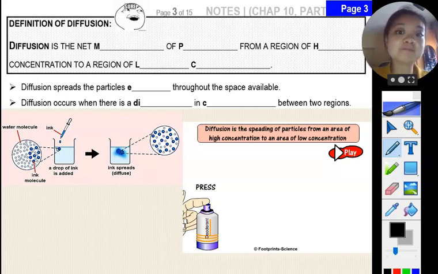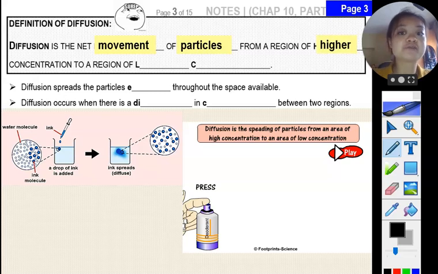Diffusion is actually the net movement. All right, so movement, remember, because chapter 7, we know that solid, liquid, and gas particles can move. It's just the extent or how much do they move, or how well can they move. So diffusion is the net movement of particles from a region of, can you guess that word, starting with the letter H, a lot of particles? Good. From a region of higher concentration to a region of lower concentration.